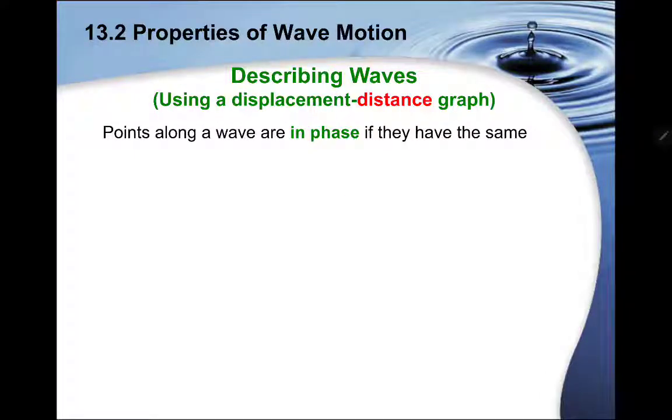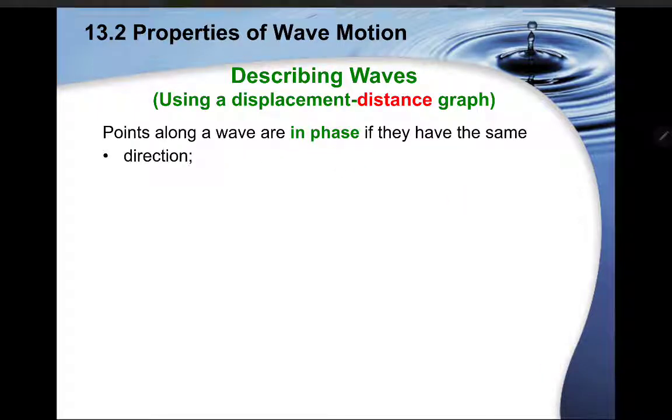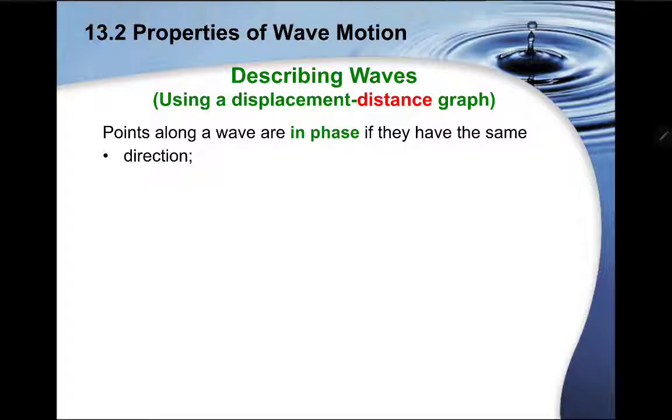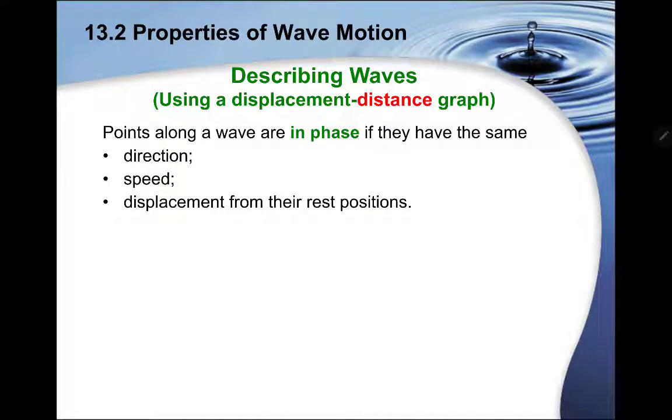The next thing we're going to learn about terms to describe waves, or in this case to describe points on a wave, is phase. Basically, one way we can describe points is to say that points of a wave are in phase. So what does that mean? Points along a wave are in phase if they have the same direction, speed, and displacement from the rest positions.